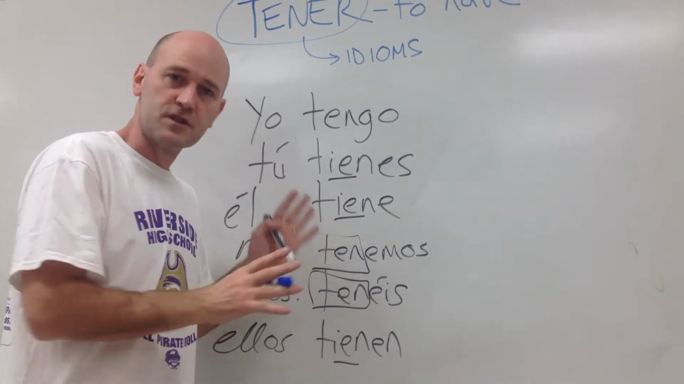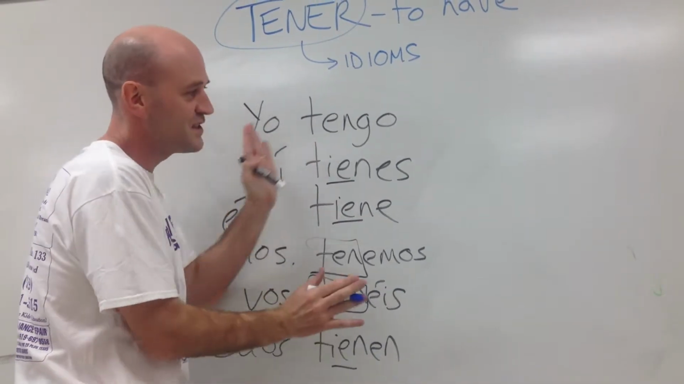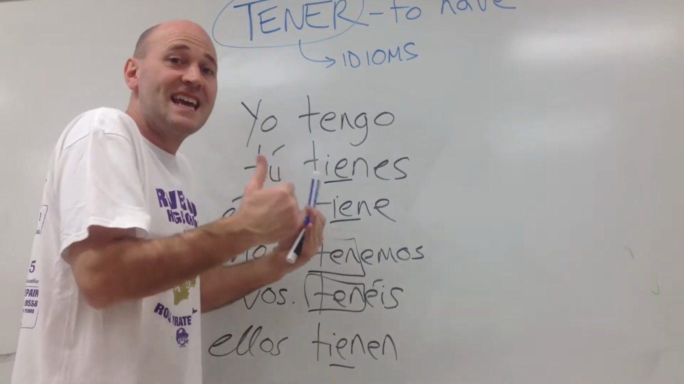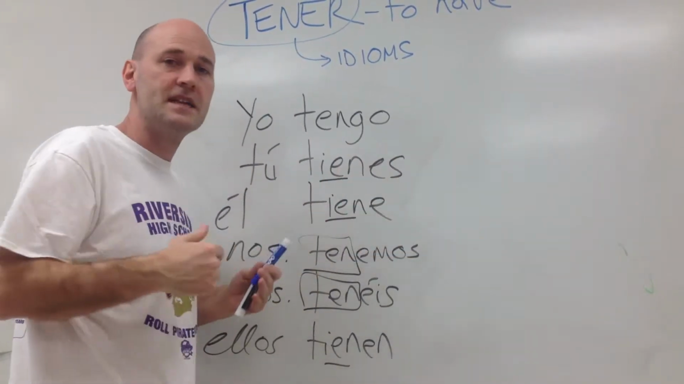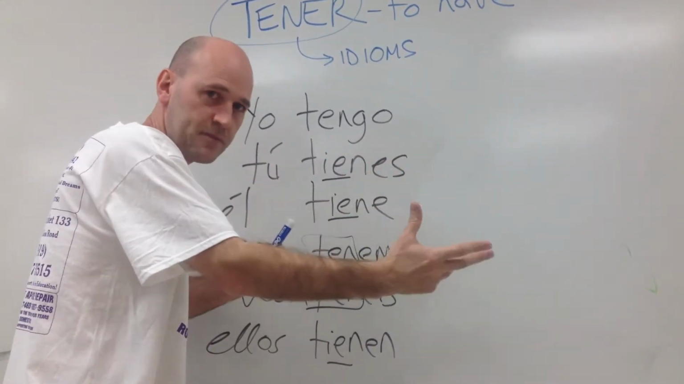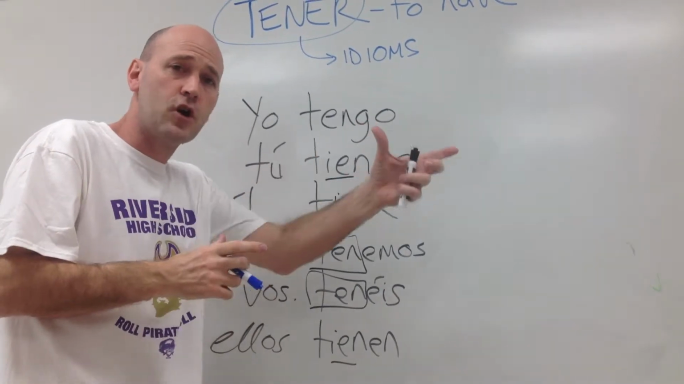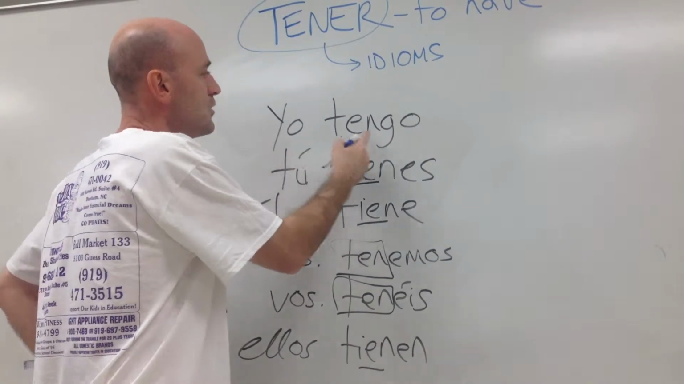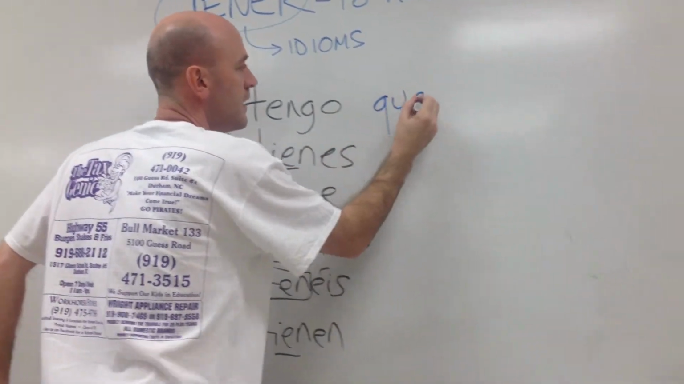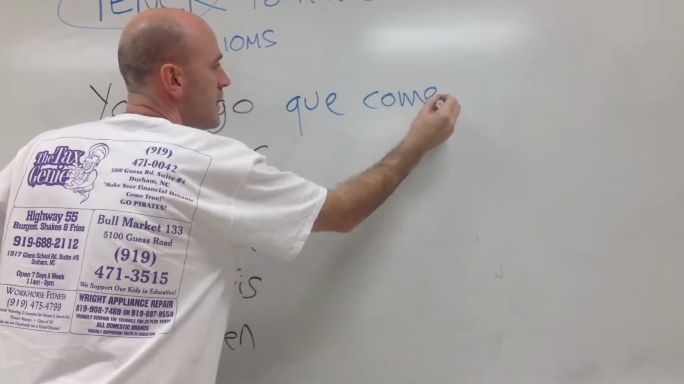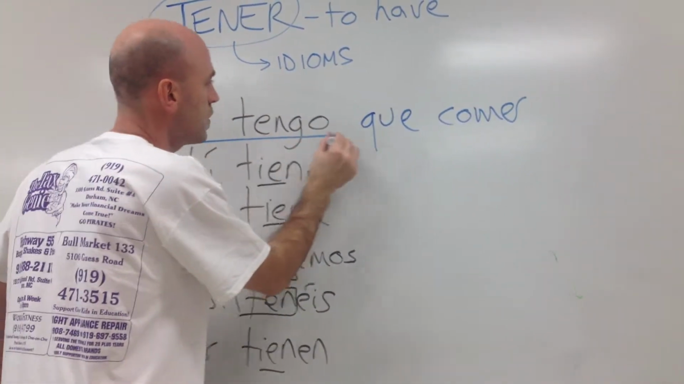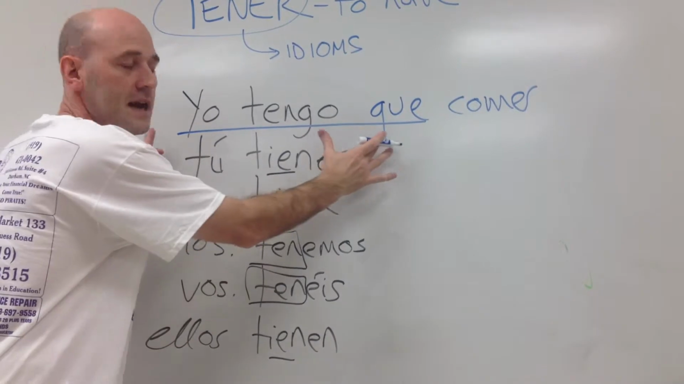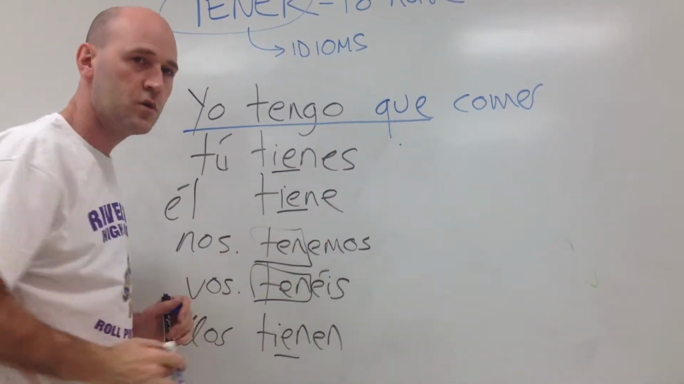Here are the idioms. We'll use these 6 persons to model each idiom. Tener que something means to have to do something. So you put the infinitive verb after that. So let's model an example of that. Yo tengo que comer. Okay? This yo tengo que means I have to. So I'm modeling it here, but of course you can do it with all of them.